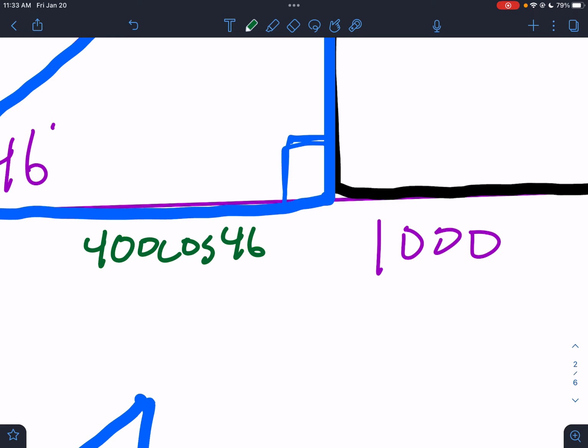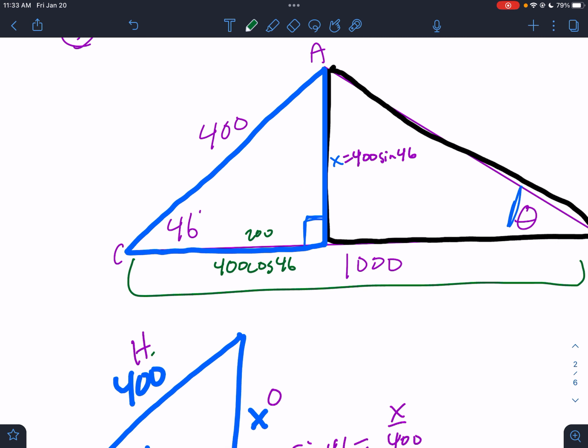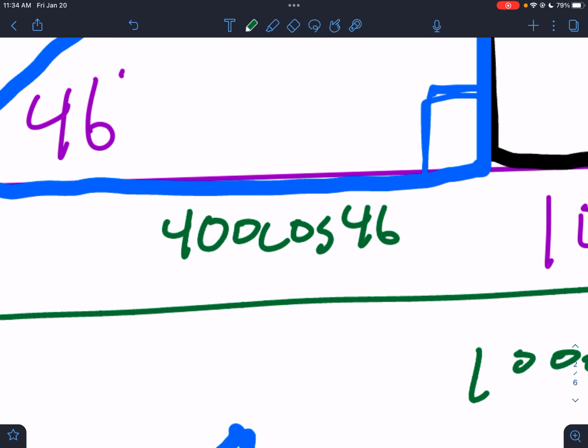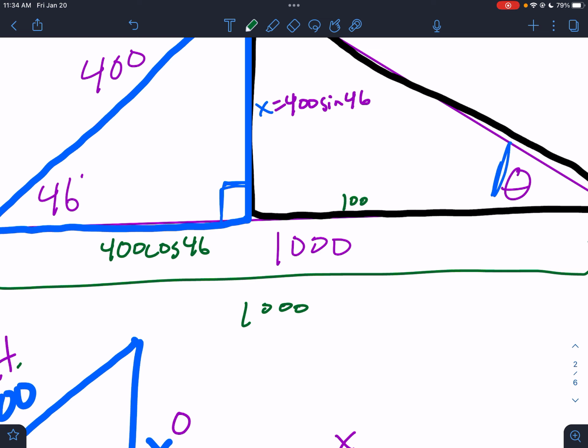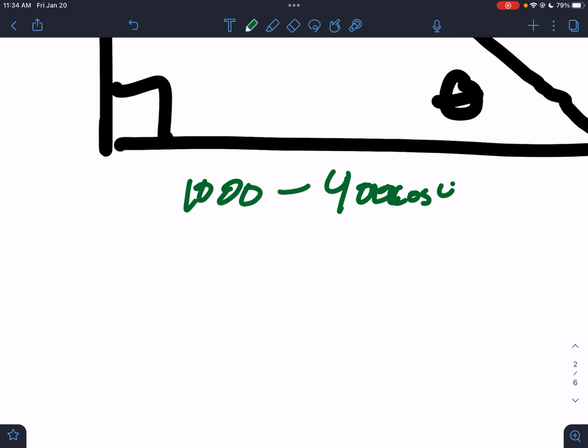Now let's look real hard. Forget that number, please. Forget it for a second. Let's pretend it's like 200. If that was 200 and we know the whole thing is 1,000, wouldn't this be 800? Right? 1,000 minus 200? But it's not. It's not 200. It's this number, which we're not going to round. So this side would be 1,000 minus 400 cosine 46. That's how long it is. So now on this black triangle, we have 400 sine 46 and 1,000 minus 400 cosine 46.